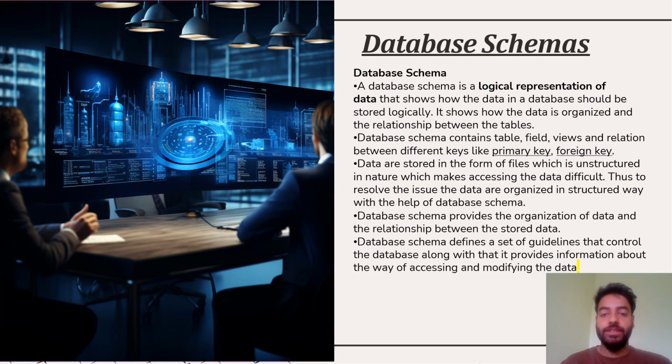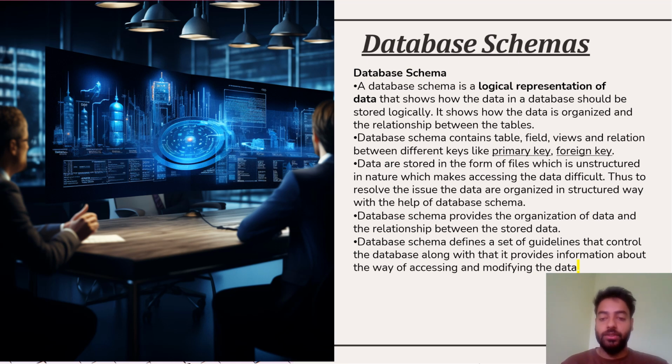Database schemas. A database schema is a logical representation of data that shows how the data in a database should be stored logically. It shows how the data is organized and the relationship between the tables. A database schema contains tables, fields, views, and relations between different keys like primary key and foreign key. Data are stored in the form of files which are unstructured in nature, which makes accessing the data difficult. To resolve the issue, the data are organized in a structured way with the help of a database schema.